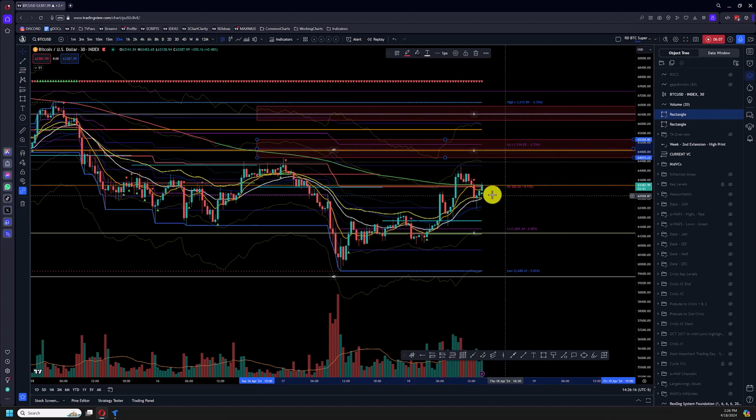But at this point, it does look like the 30-minute is recapturing the mix 200. It is recapturing the mid control for the day. So it does look like potentially the weekly open is a good target.